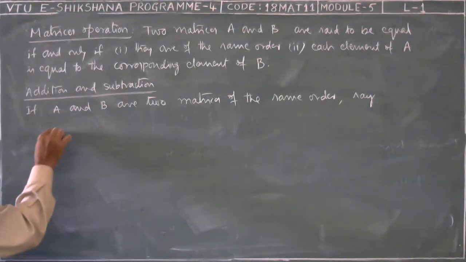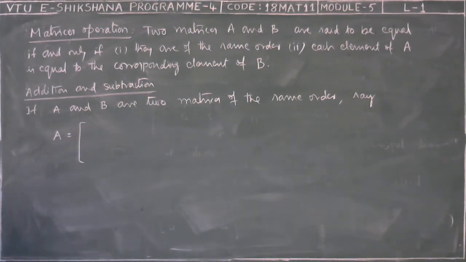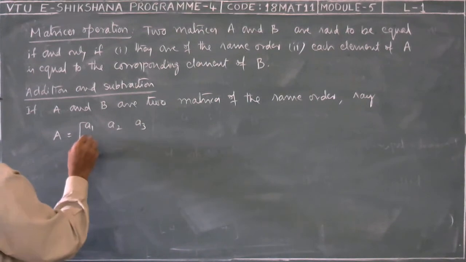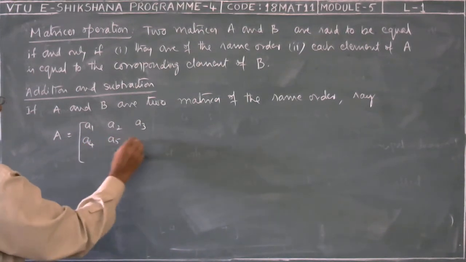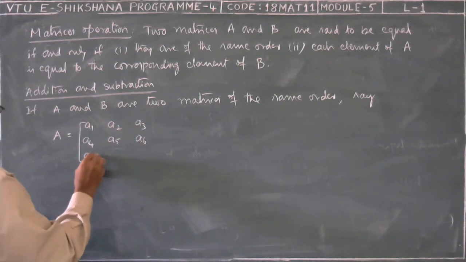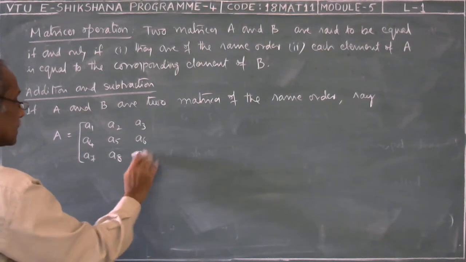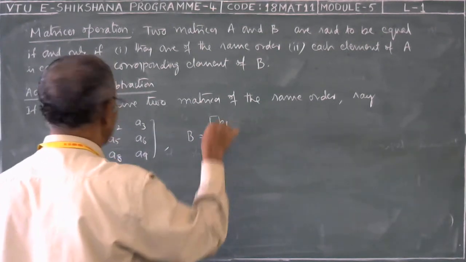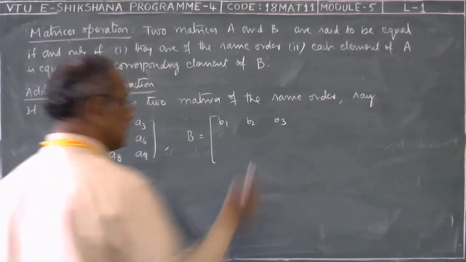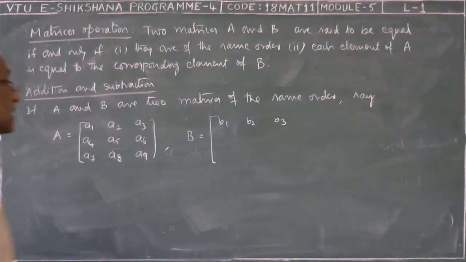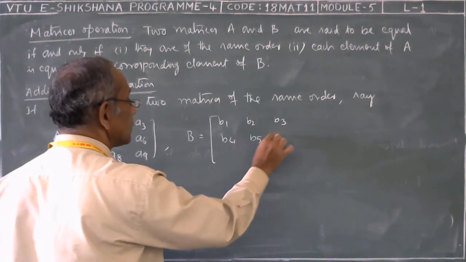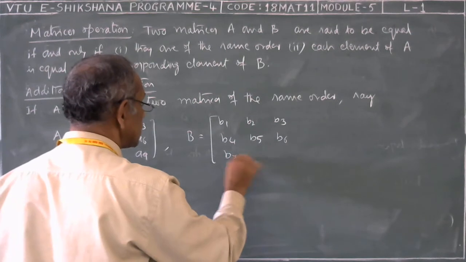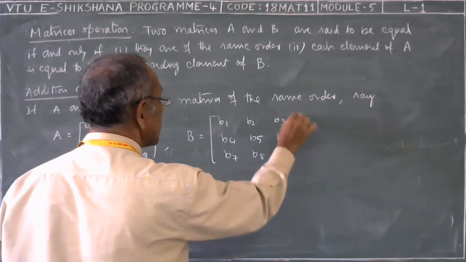Say, let me take matrix A with elements, let us say A1, A2, A3, A4, A5, A6, A7, A8, A9, and matrix B. Let us take the elements B1, B2, B3, then B4, B5, B6, then B7, B8, B9.